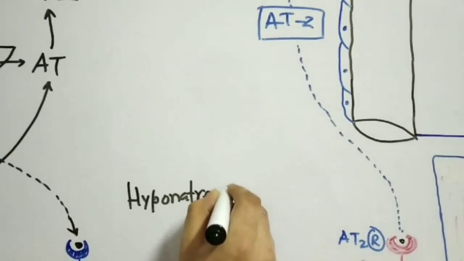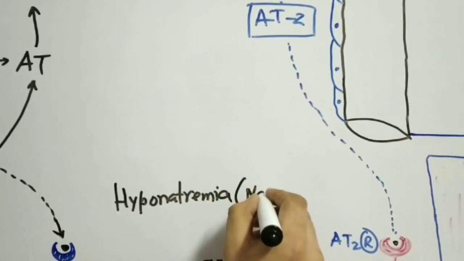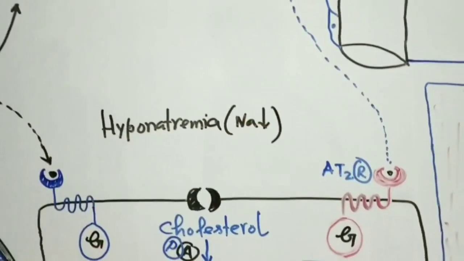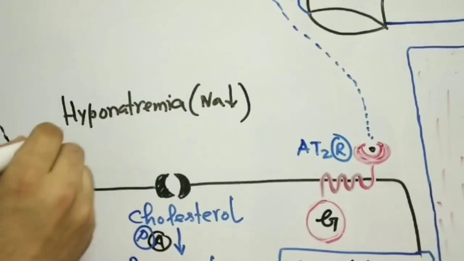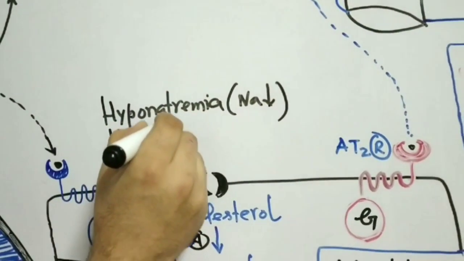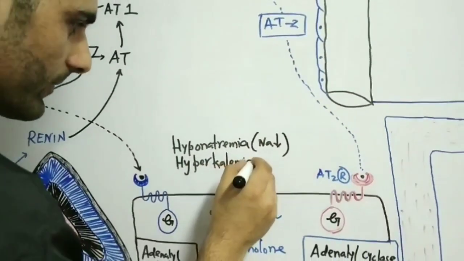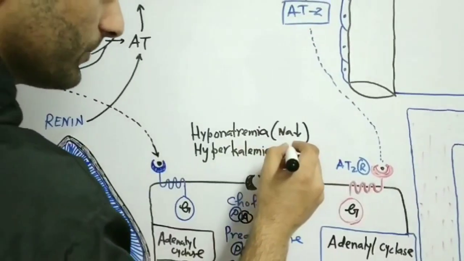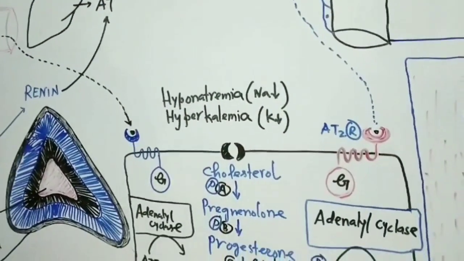Low sodium concentration in the blood. Okay, increase in the potassium in the blood, that's known as hyperkalemia. Hypokalemia, that is low amount of potassium in the blood.